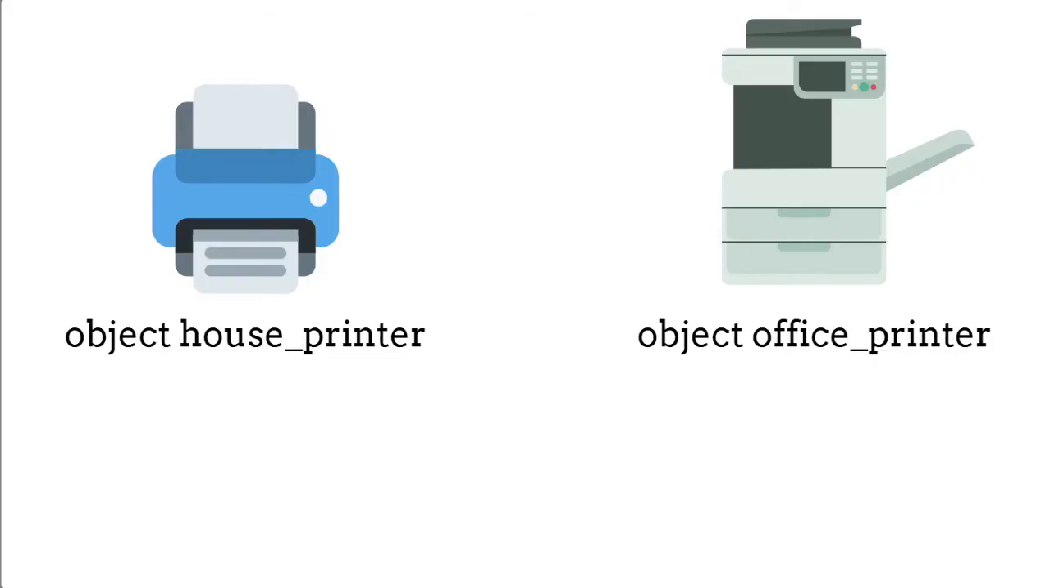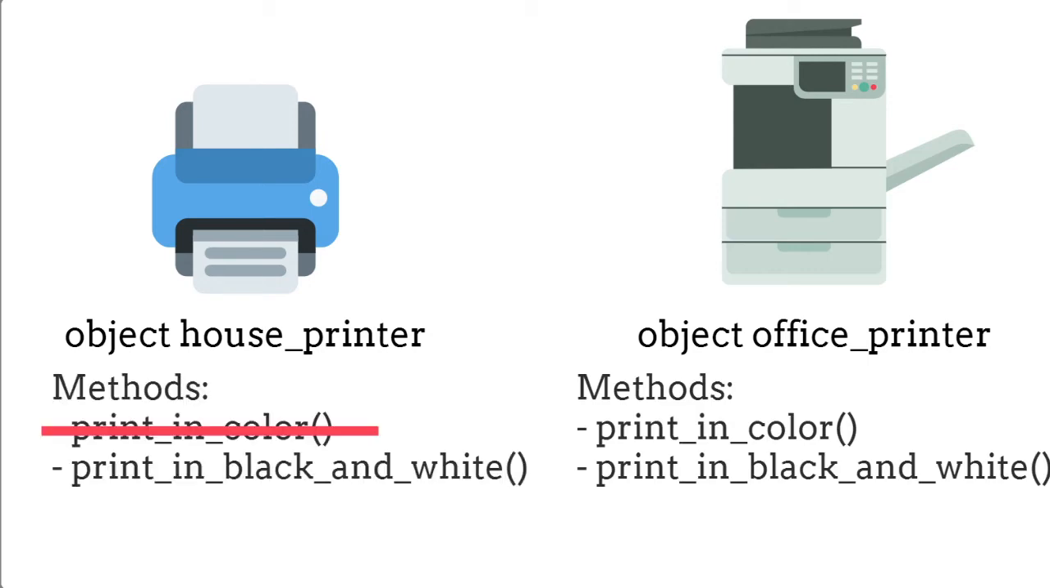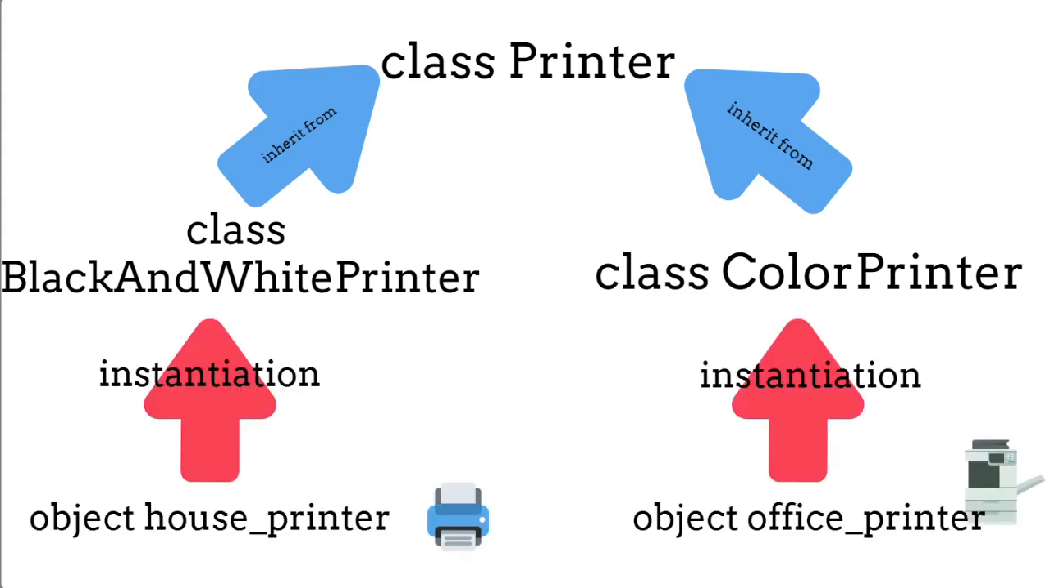So, like you saw, the object office printer can use the two methods without problem, but how about the house printer object, which can only print in black and white? So, the method print in color should not be used, but it is still there, and maybe someone can use it by mistake. As a solution, we can create two classes, color printer and black and white printer, which inherit from class printer, to instantiate the two objects house printer and office printer.